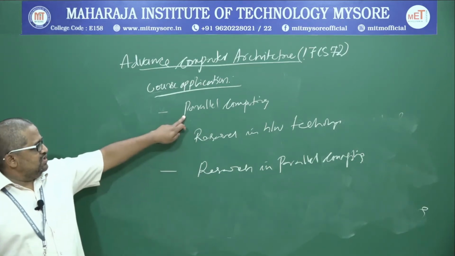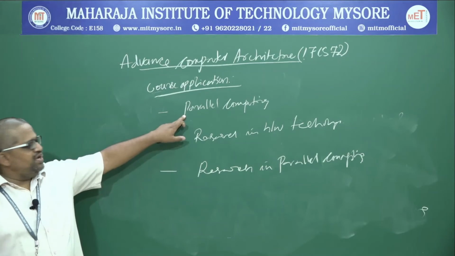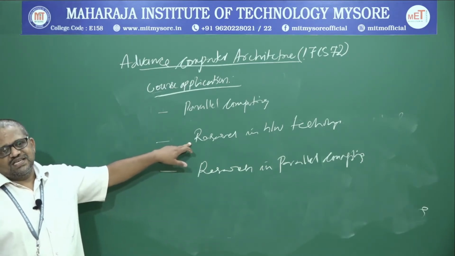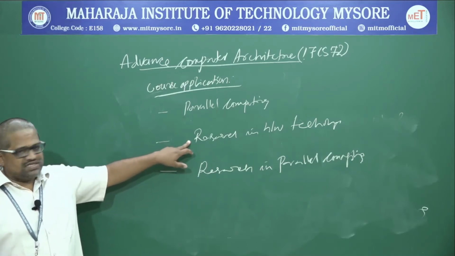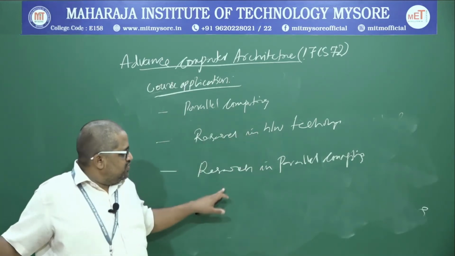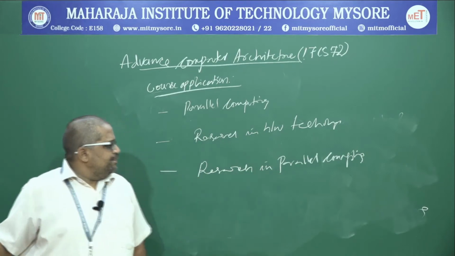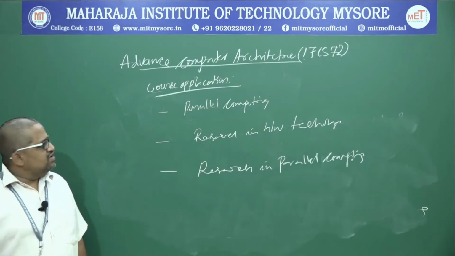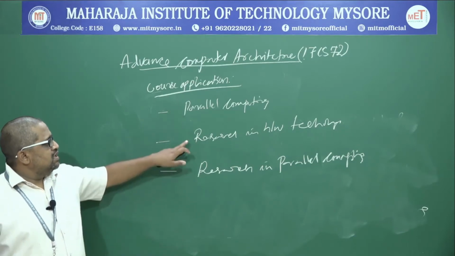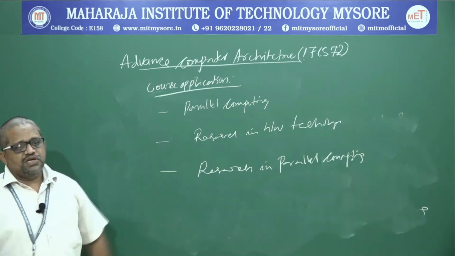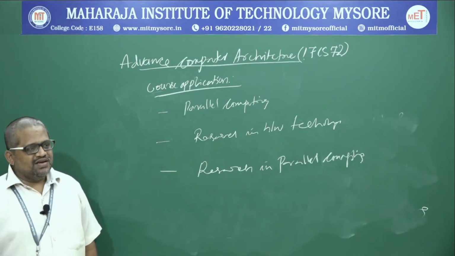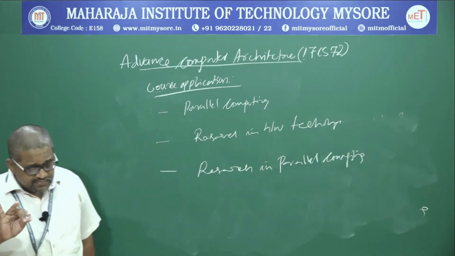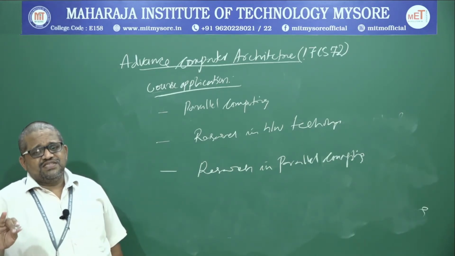The first one is, if you want to learn about parallel computing, this subject forms the base. If you want to pursue research in hardware design technology, etc., this forms the first course to understand the hardware technologies. Or if you want to pursue research in parallel computing, again this course forms the first subject. Now, these are the course applications of this advanced computer architecture. I believe that you are clear with this now. The first one is you have learned about the objectives. The second one is the prerequisites, what is needed to understand the subject.